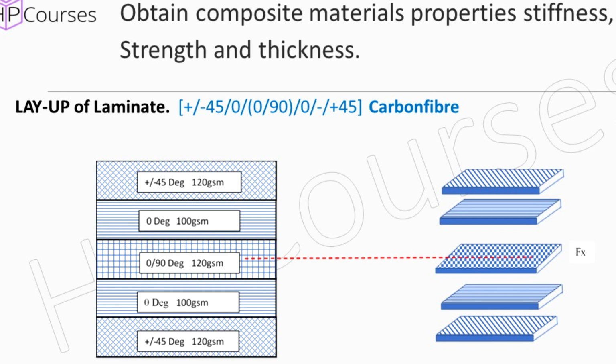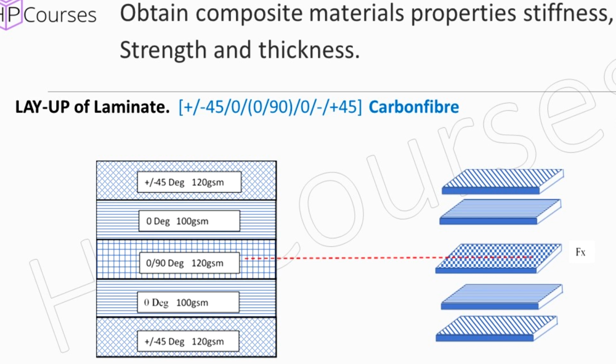Number 3. The next layer is 120 GSM woven fabric of fibre direction 1 at 0 degrees and an equal number of fibres in the direction 2, that is 90 degrees. This type of fabric we call a 0-90.